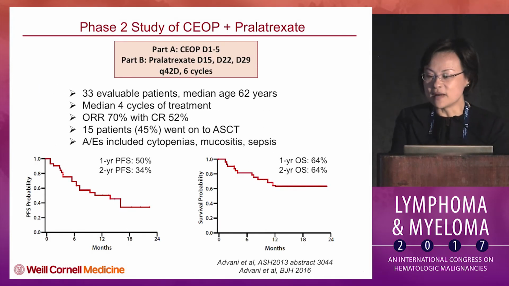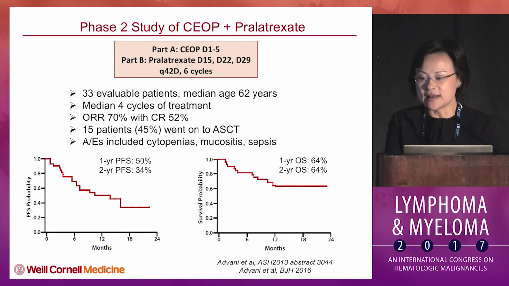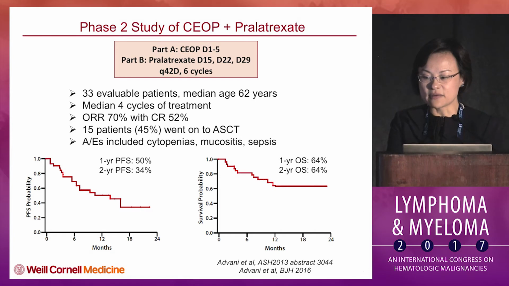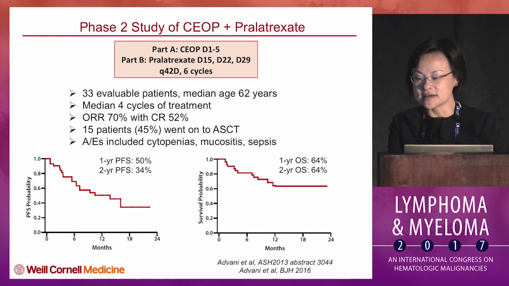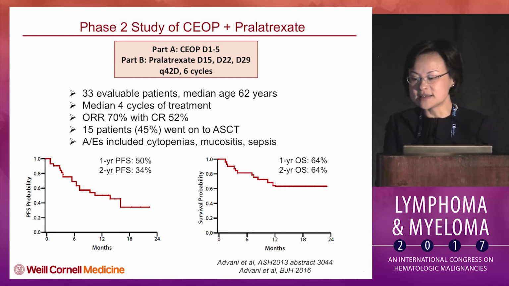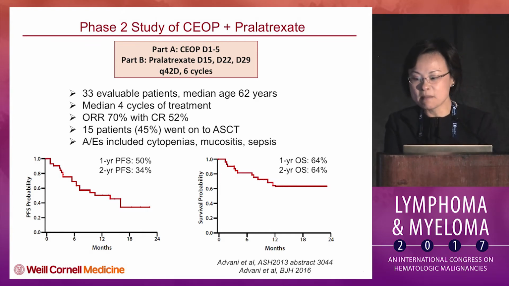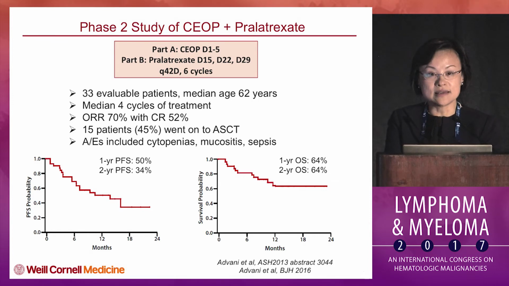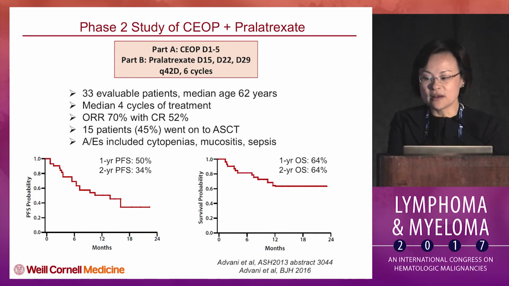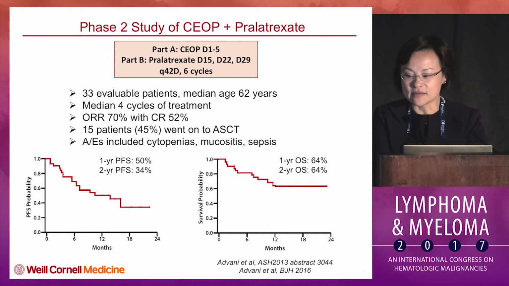Pralatrexate has been introduced into the frontline setting in combination with CEOP, where anthracycline was replaced by etoposide. The study was conducted with the T-cell Lymphoma Consortium out of Nebraska. In this phase 2 study, 33 patients were evaluated, receiving CEOP plus pralatrexate, which was given weekly, 3 weeks in a row for a 6-week study cycle.